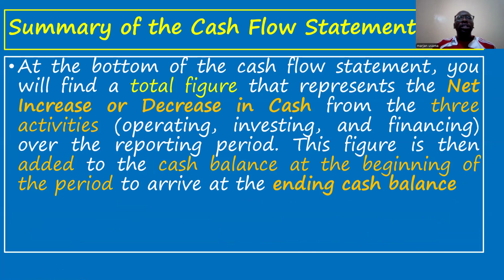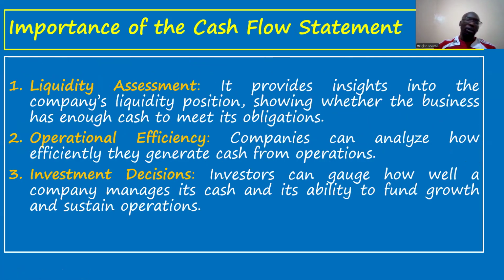Now, what is the summary of the cash flow statement? At the bottom of the cash flow statement, as we shall see, you will find a total figure that represents the net increase or decrease in cash from the three activities, the operating, investing, and financing, over the reporting period. This figure is then added to the cash balance at the beginning of the period to arrive at the ending cash balance. So we'll see this practically later. We have an example for this.